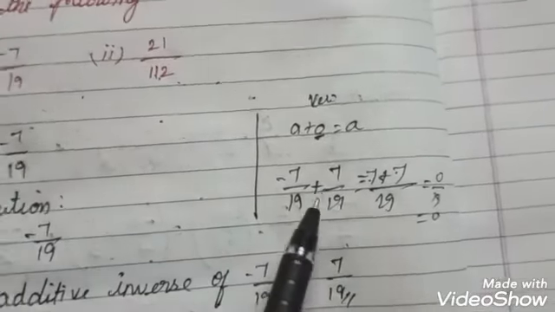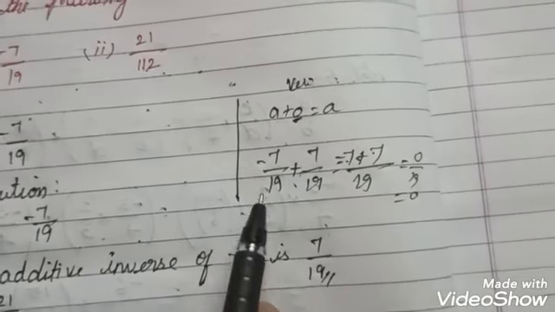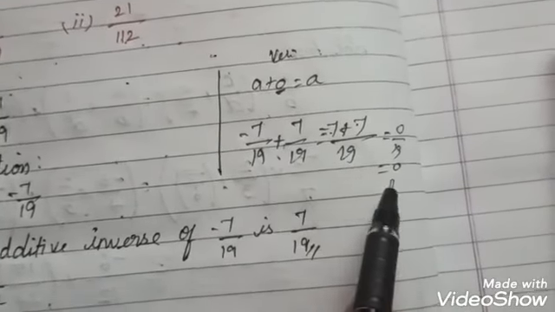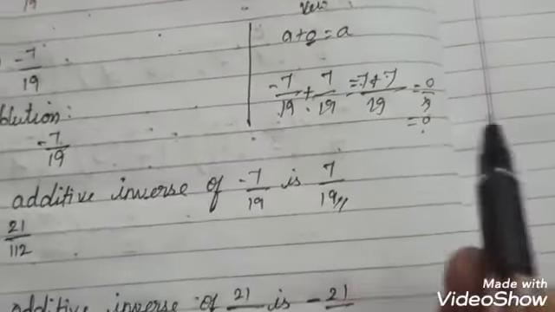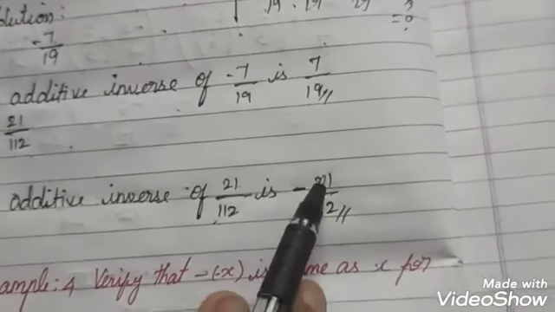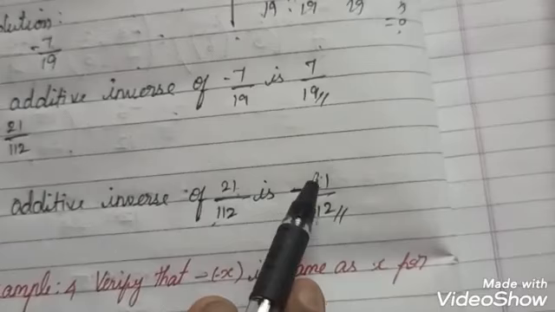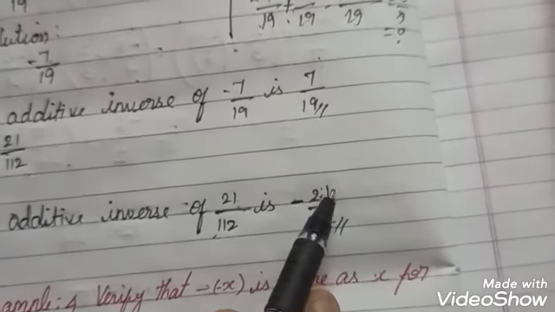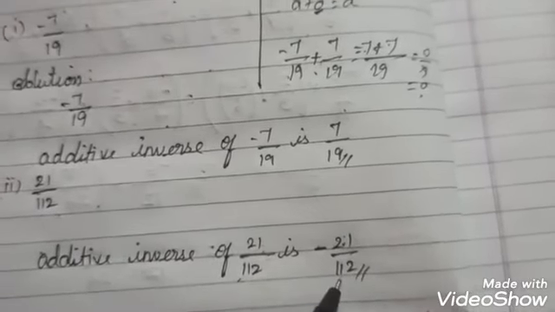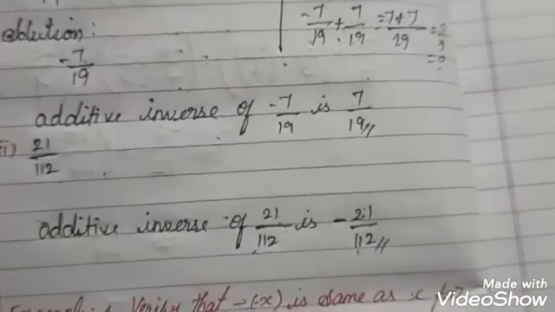Now you see, minus 7 by 19 plus 7 by 19 gives the additive inverse, because of that we get the additive identity 0. In the same way, 21 by 112 minus 21 by 112, 21 minus 21 becomes 0. So 0 is the additive identity. So minus 21 by 112 is the additive inverse of 21 by 112.